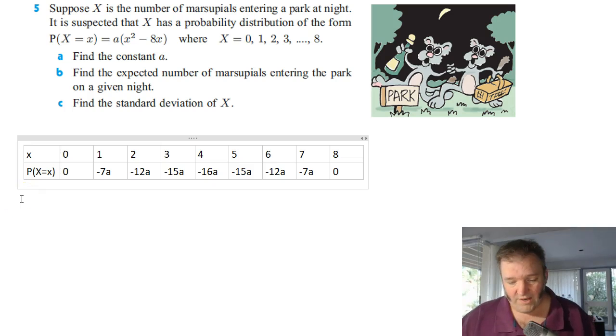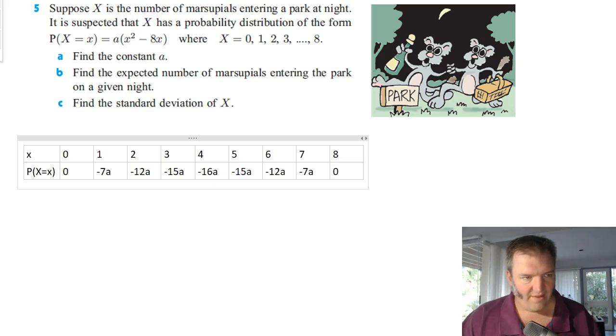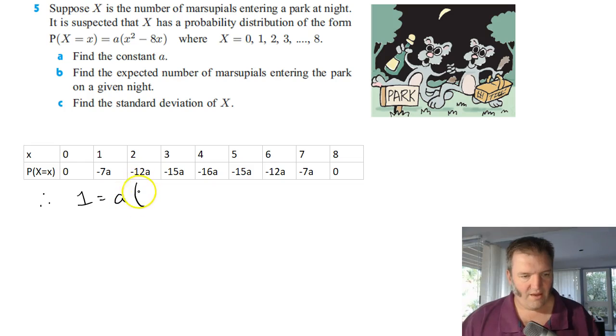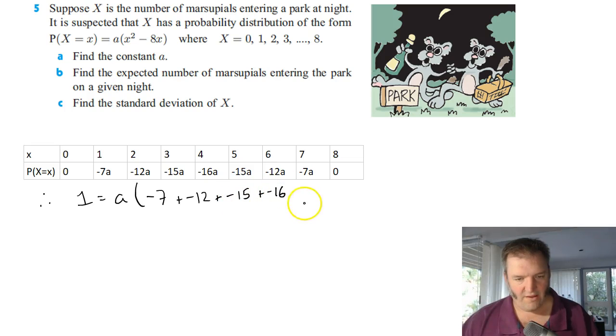Now, we know this is a probability distribution. What does that mean? It means the sum of all the probabilities has to equal 1. Let's get my pen down in the right place. Here we go. So therefore, 1 is equal to, I'm just going to factor out the a. You can see every term's got an a in it. And what are my values here? Negative 7 plus negative 12 plus negative 15 plus negative 16 plus negative 15 plus negative 12 plus negative 7. Add all the probabilities together.